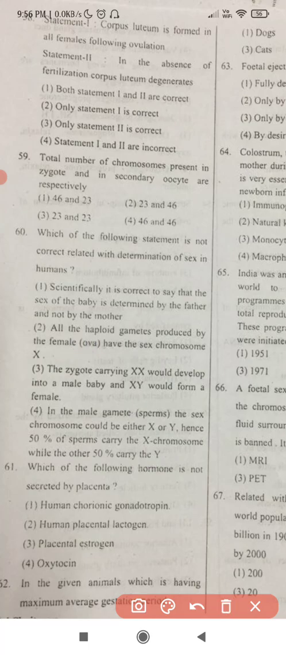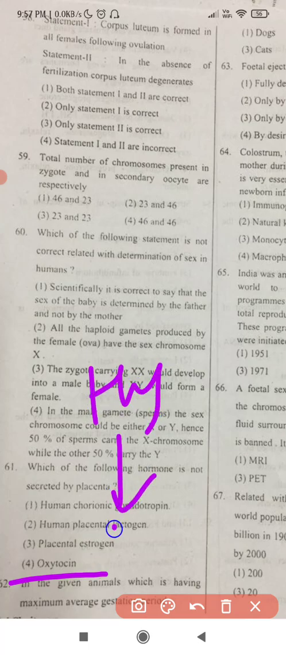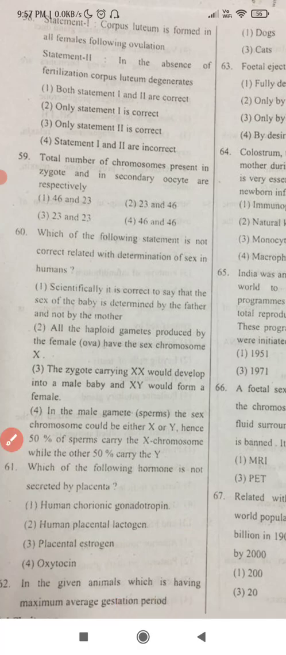Which of the following hormones is not secreted by the placenta? Oxytocin is not secreted by the placenta. HCG (human chorionic gonadotropin), human placental lactogen and placental estrogen are secreted by the placenta, but oxytocin is not. It is synthesized by the hypothalamus, but stored in the posterior pituitary, also called neurohypophysis.